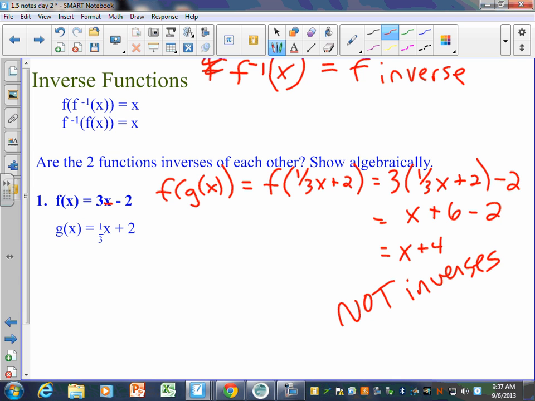On your test, when I ask you to do this, you got to show algebraically. If you don't show algebraically, you're not going to get your points for saying yes or no. You got to know to check the f of g.